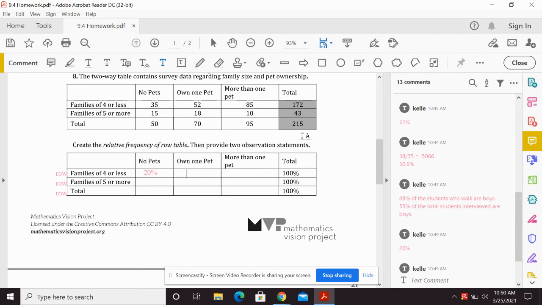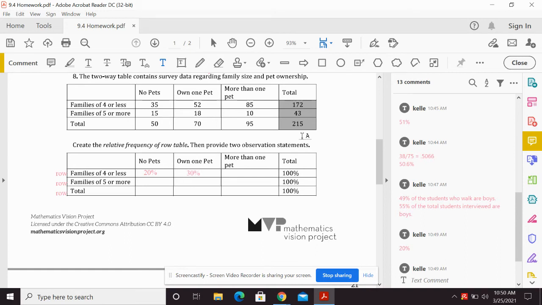0.302. Goodness. Why do I keep hitting the negative sign? They're not even close together on my keyboard. 0.302. And then we're multiplying that by 100, so you get 30%.